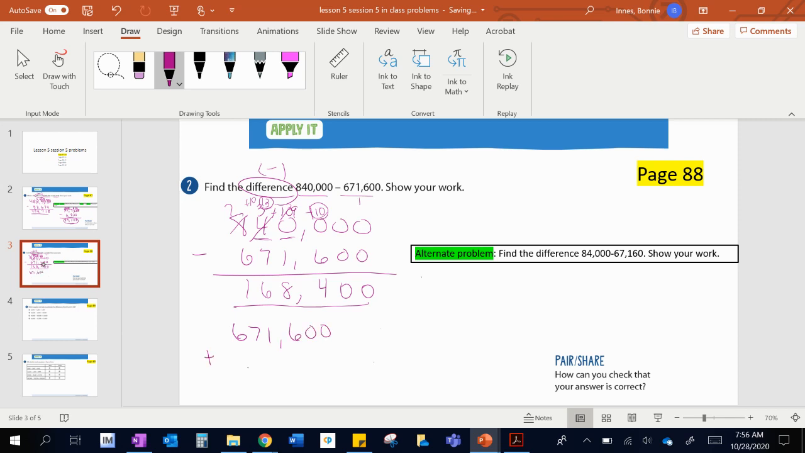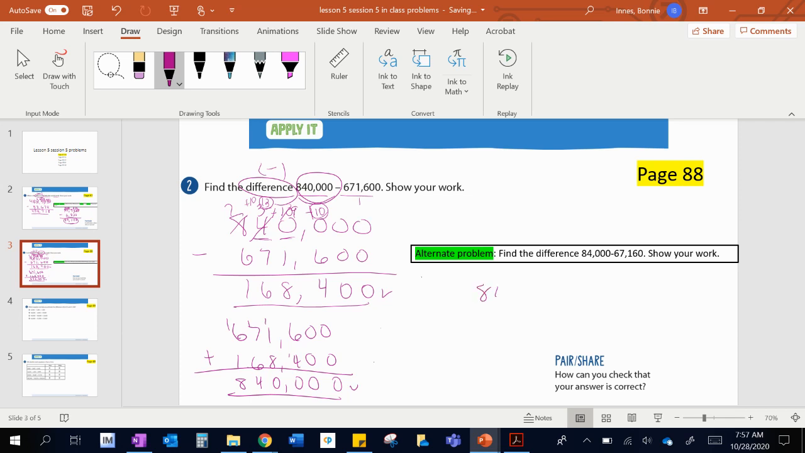671,600 plus 168,400. Especially when I'm doing a lot of regrouping like this with zeros, I like to check my work. 6, 7, 8, 9, 10. 8, 9, 10. 7, 8, 9, 10, 11, 12, 13, 14. 6, 7, 8. I have 840,000, which is my starting number. This is the correct answer. So I know that this is the correct answer.